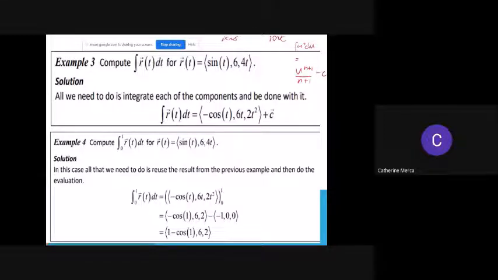Okay? This one, pag may limits of integration na dito, then wala na yung C. You simply substitute the value now from, you will have the upper limit minus the lower limit. Substitute mo na yun.